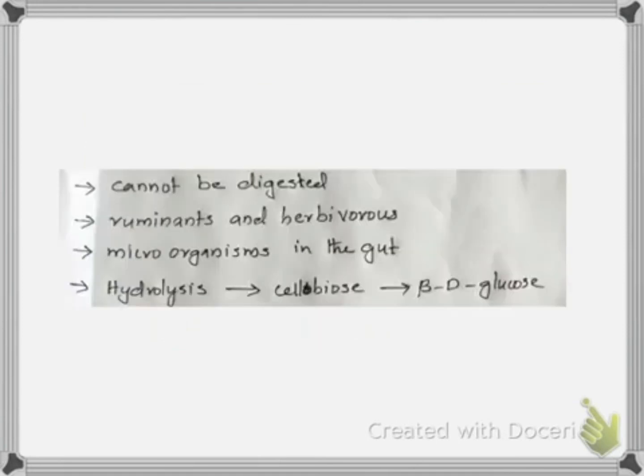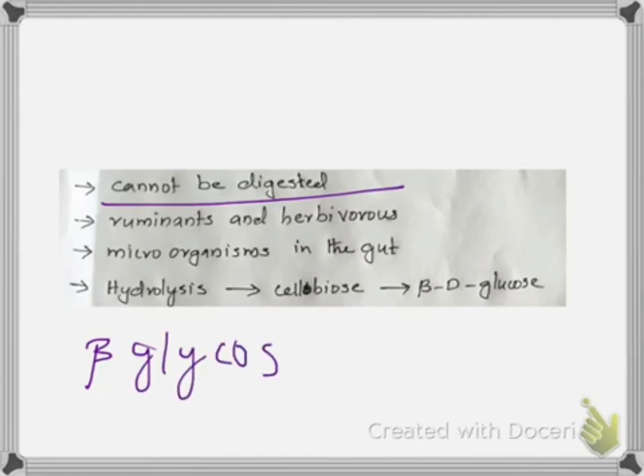Cellulose cannot be digested by mammals because they lack the enzyme which cleaves the beta-glycosidic linkage. So the cellulose cannot be digested by the mammals.